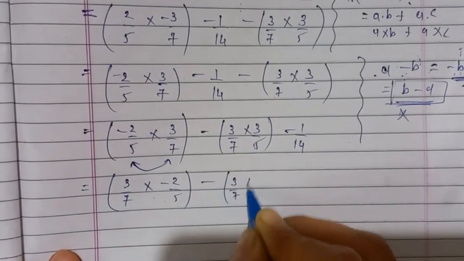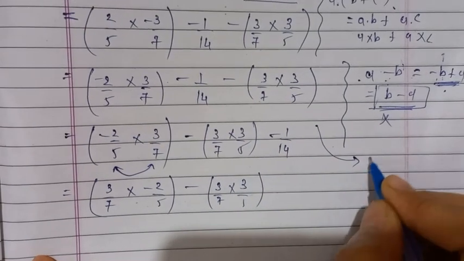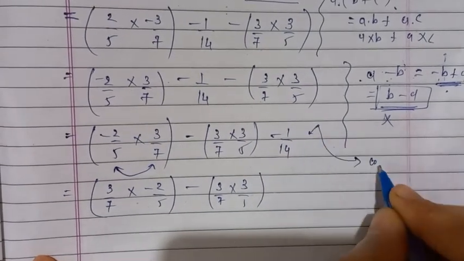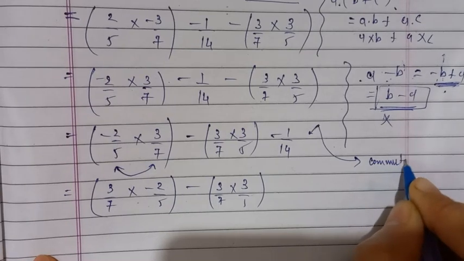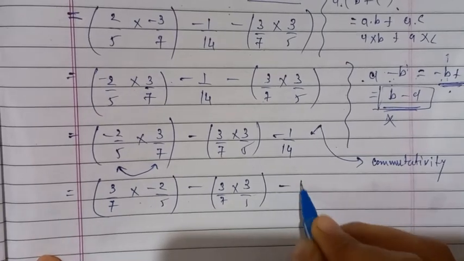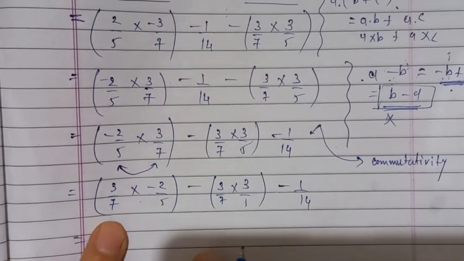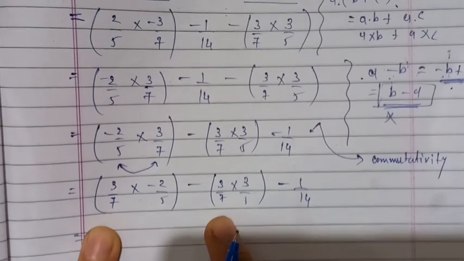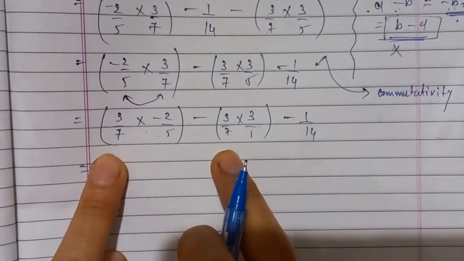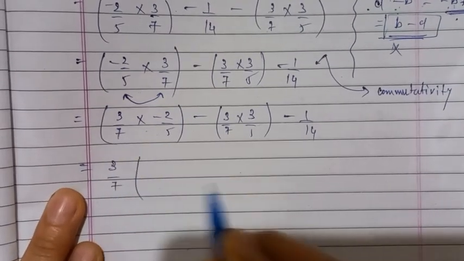3 by 7, this is basic things. Here we used commutativity. Minus 1 by 14. Now this 3 by 7 can be taken common out.